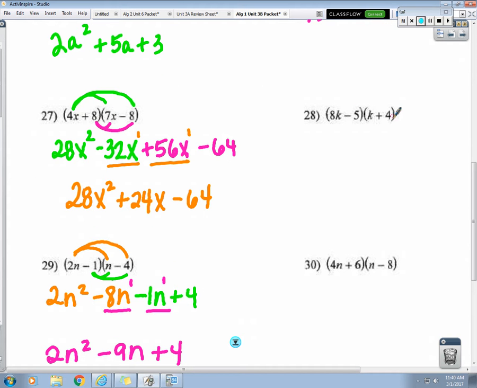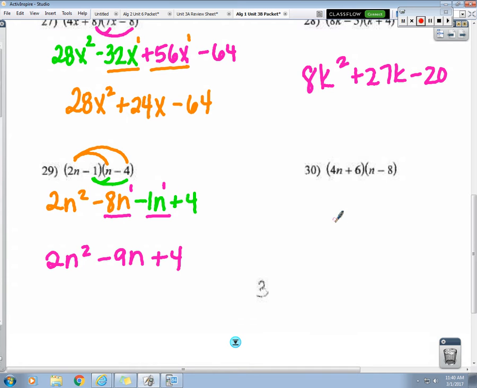Okay, for number 28, you should have got 8k squared plus 27k minus 20. And then for number 30, okay, any questions? Yes? Okay, go to the next page, page 4.